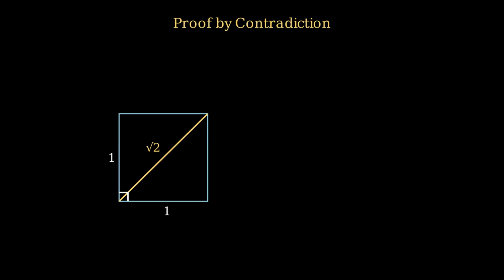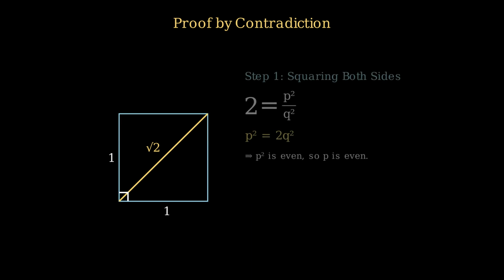Squaring both sides yields 2 equals p squared over q squared. This simplifies to p squared equals 2 times q squared. This means p squared is even, which forces p itself to be an even number.